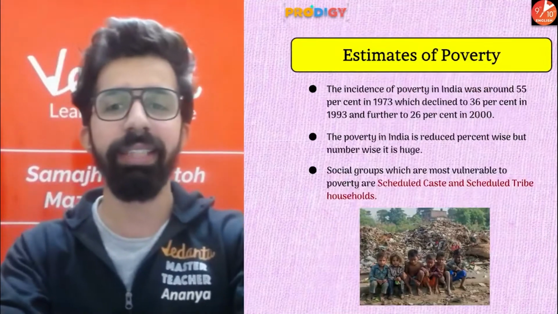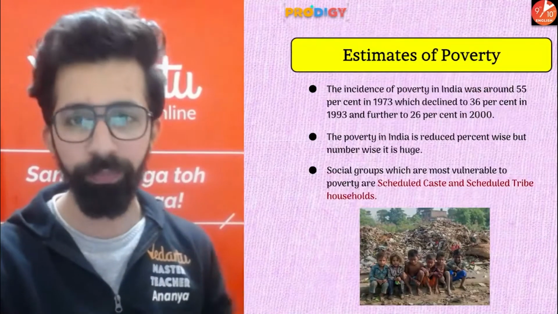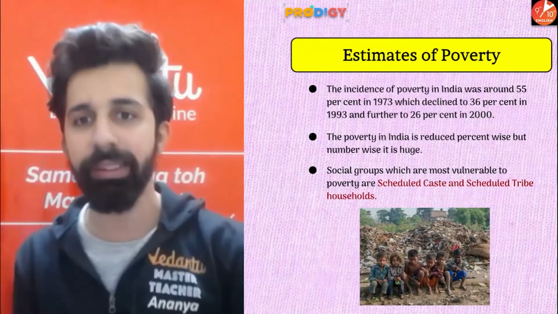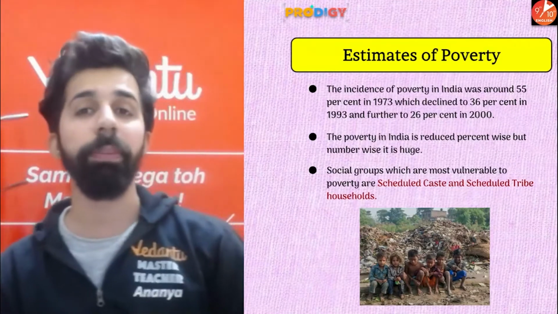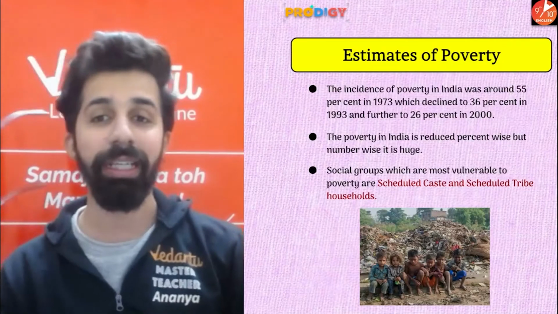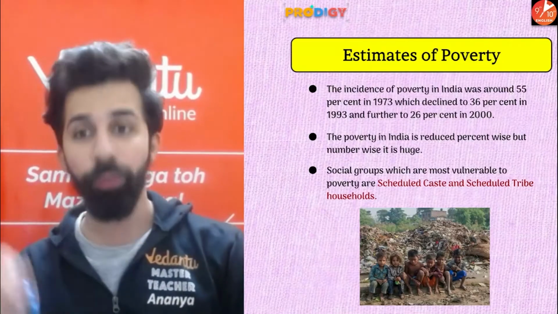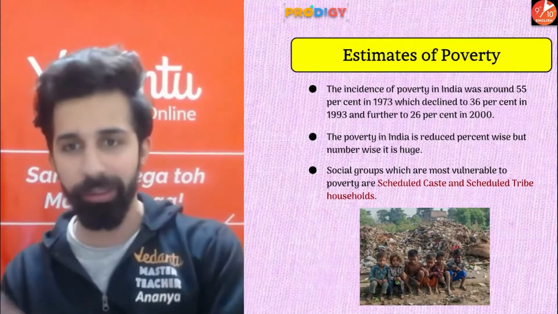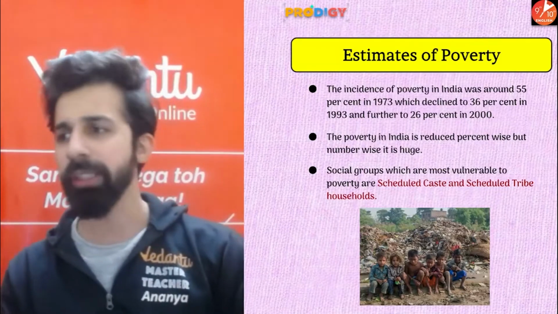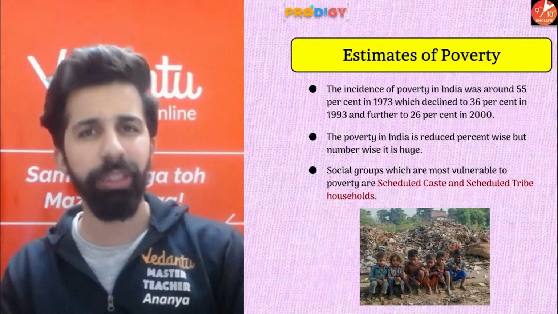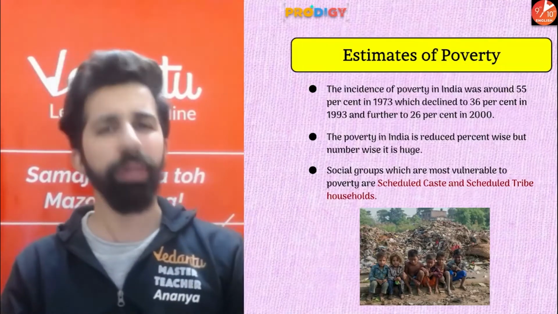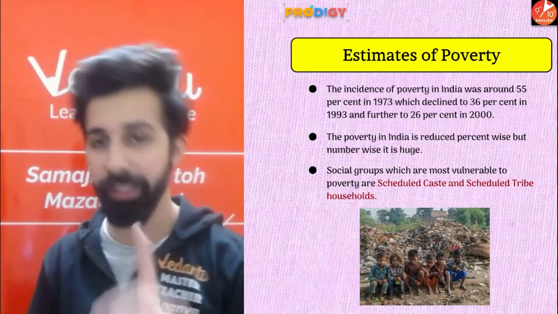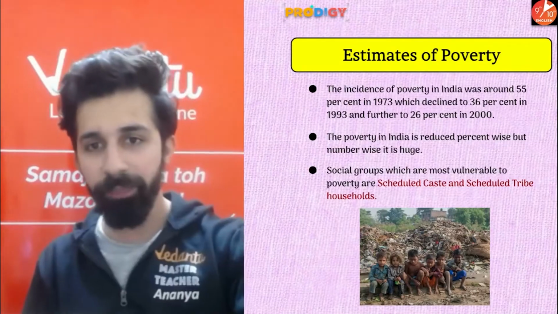Chalo. Now guys, let's understand the estimation of poverty. Here we are looking at the examples. The incidence of poverty in India was around 55% in 1973, which declined to 36% in 1993, and according to the year 2000, it was 26%. If we consider 2020, 21, 22, it is close to 20-21%.